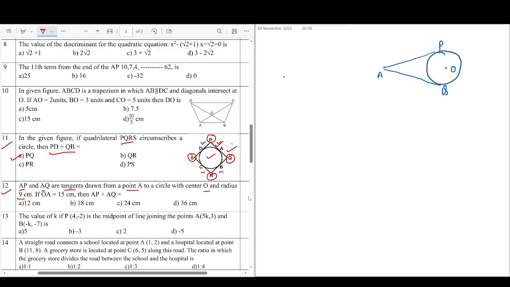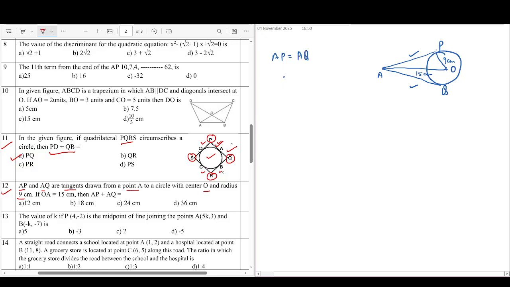Radius is 9 cm. So if I join point P with O, this is our 9 cm. OA is equals to 15, OA means the distance of this external point from the center, and this is given 15 cm. They are saying that we have to find out AP plus AQ. So this is AP and this is AQ. So we have to find the sum of these two tangents. We have discussed that the lengths of the tangents from an external point to the circle are equal. So AP will be equals to AQ, right?